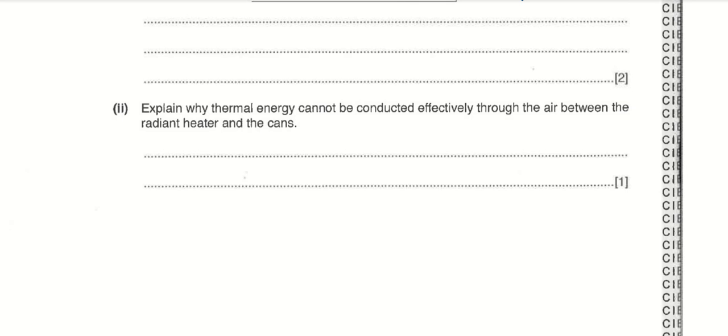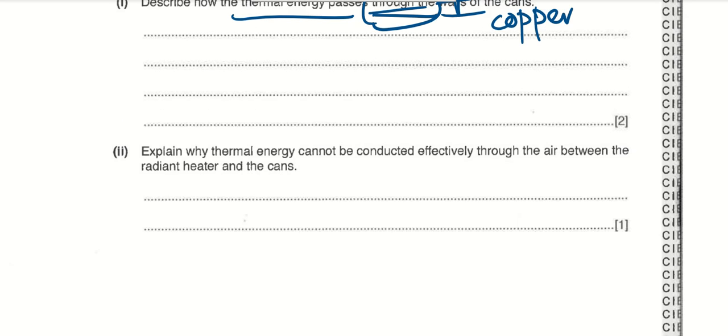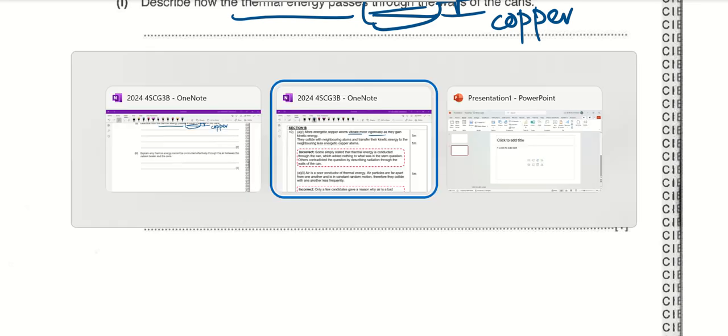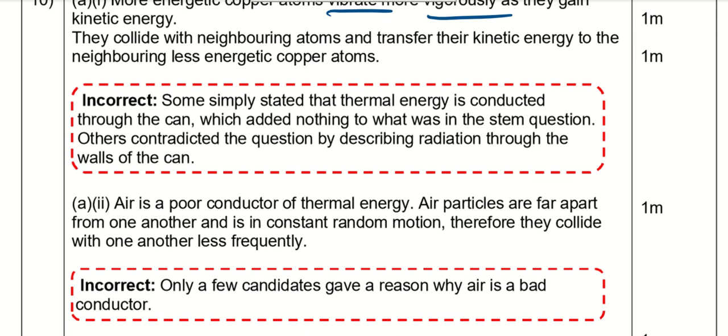Let's look at this. Now, explain why thermal energy cannot be conducted effectively through the air between the radiant heater and the can. So the answer looks like this. Air is a poor conductor. Basically, if you say this, your 1 mark is there already. Then you can add on more to say that air particles are far apart from one another, and in constant random motion. Therefore, they collide with one another less frequently. So basically you write air is a poor conductor of thermal energy.